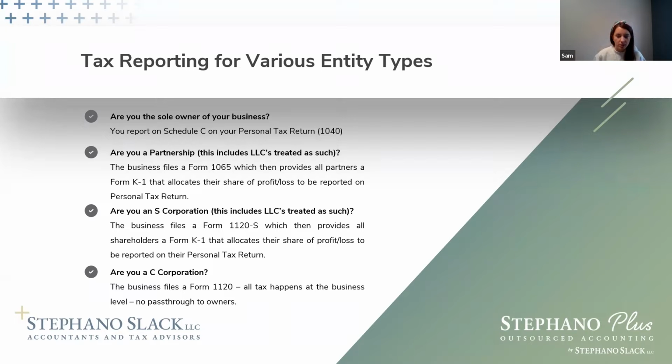And then there's S corporations, which are also sometimes an LLC treated as an S corporation. It's very similar in that there's a filing for the business, which is the 1120S, but that provides K-1s to the owners, so it goes through to the personal tax return again. There's not actually tax at the business level for federal. Sometimes state tax can happen at the business level for any of these. And then there's a C corporation, where all the tax happens at the business level. There's no pass through to owners. So those are the various types of entities.